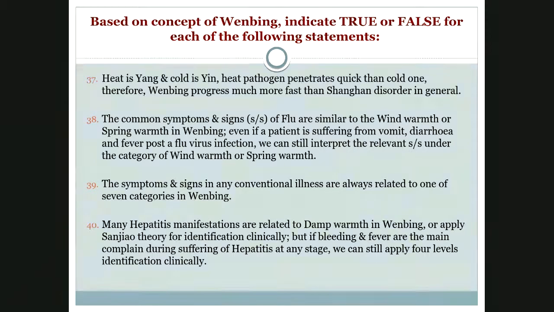So this is a correct statement. When they have damp warms, we're using Sanjiao differential diagnosis. When there is bleeding and fever, we're using 4-level differential diagnosis. This is correct.